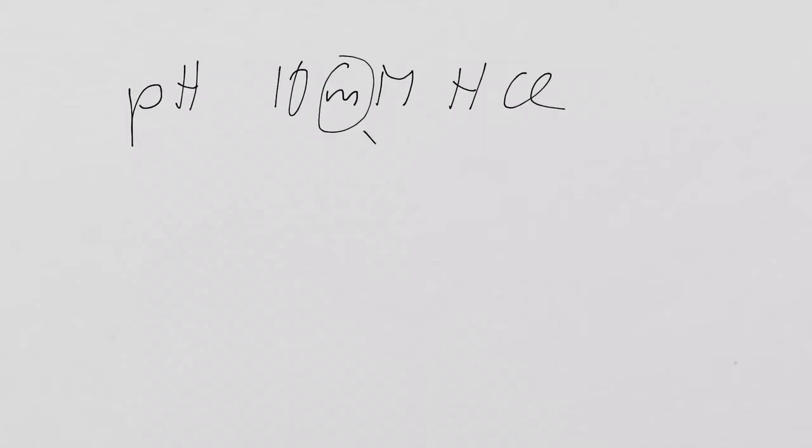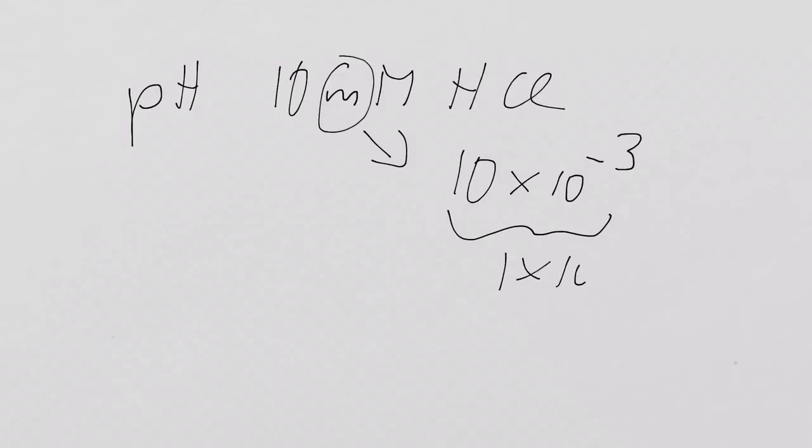pH of 10 millimolar hydrochloric acid. What's that? Still a strong acid. What do you need to do? You have to convert the millimolar into molar. So that is 10 times 10 to the minus 3, and that gives you 1 times 10 to the minus 2.